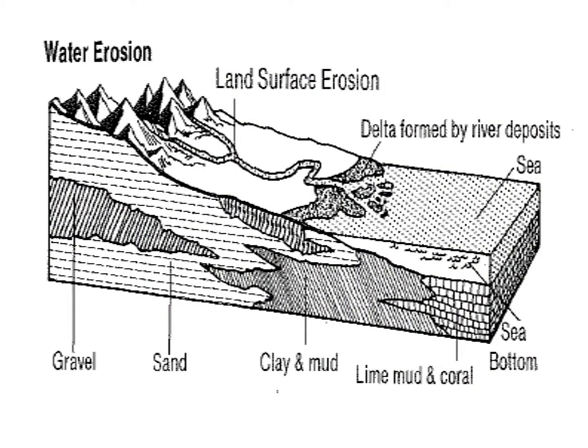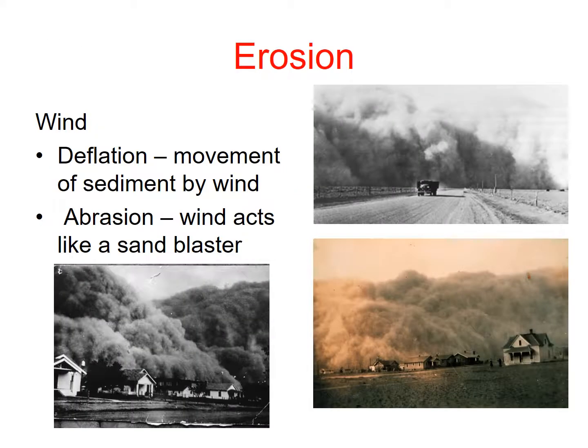Here's another example, and here we have our delta right here, which is the deposition, right? But obviously, as the water moves down this river, that's our erosion right there. One really big event that had erosion is the Dust Bowl that happened back in the 1930s.